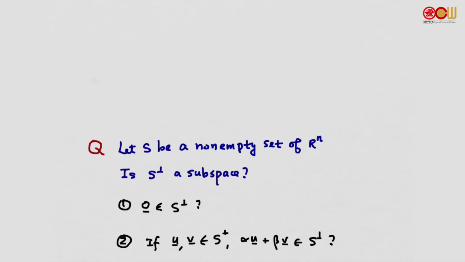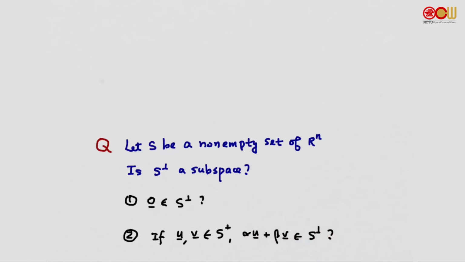For this we need to verify if 0 is in S perp, and if we have two vectors in S perp, is there a linear combination also in S perp? Well, the first one is no problem. The 0 vector is in S perp because it's orthogonal to every vector in S.